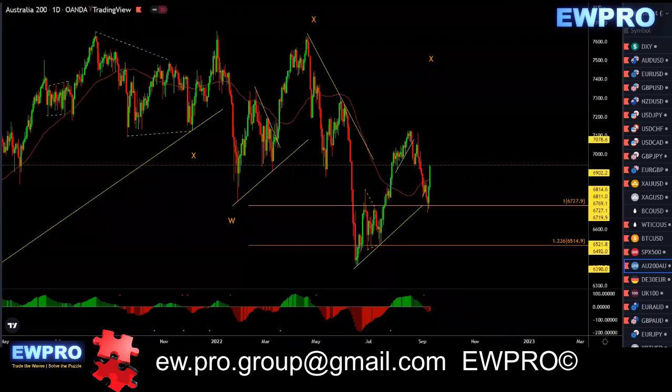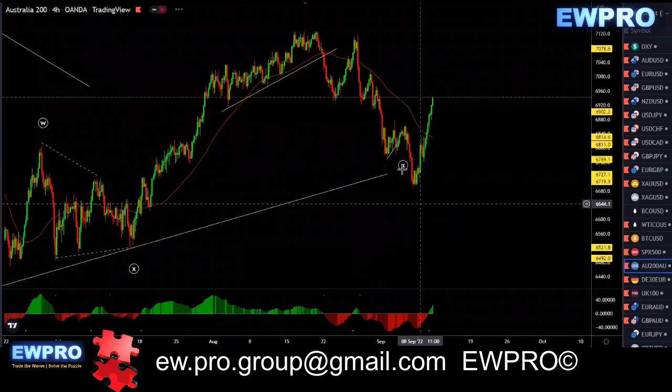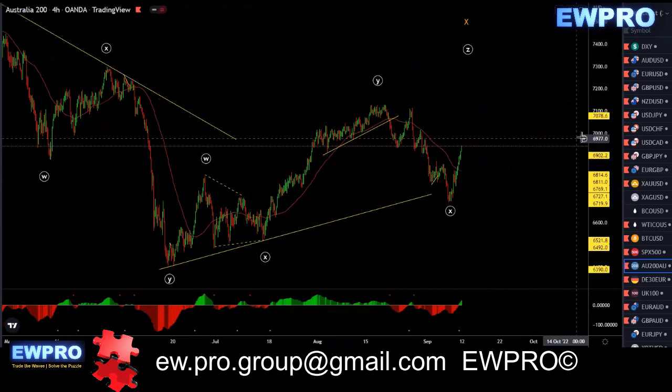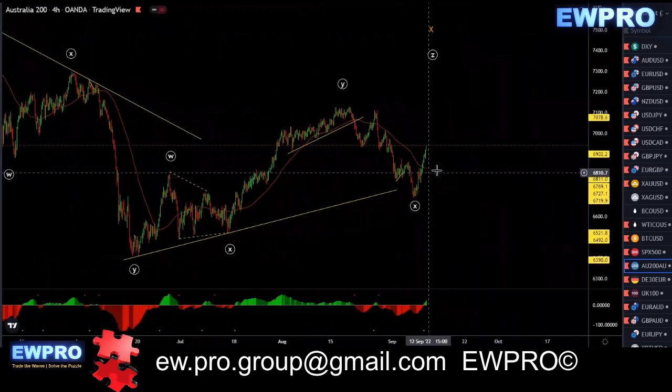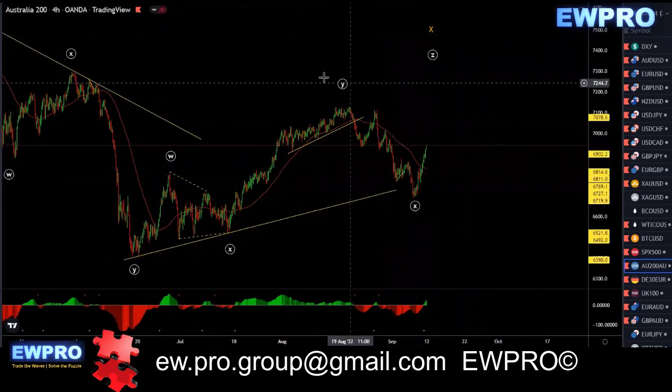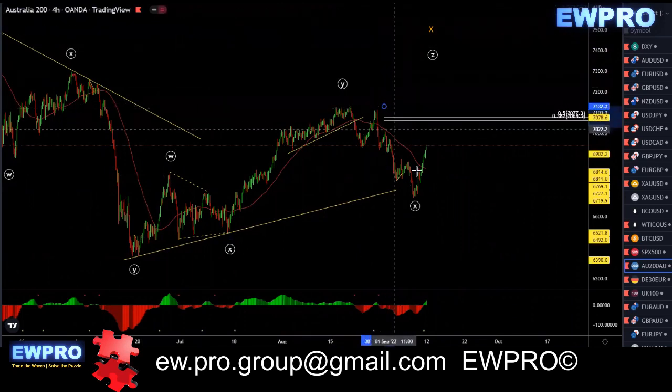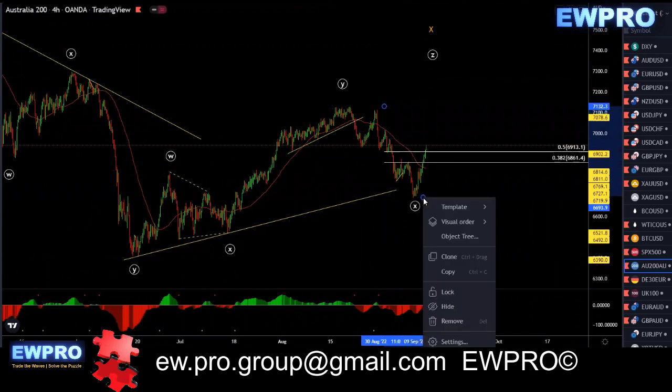If we go down to the H4, this was the same. We can get that possible Z up. And it looks like we are getting that possible Z up. I mean, your targets are, if I just draw the targets.